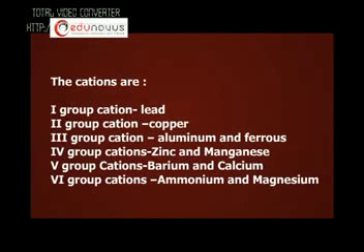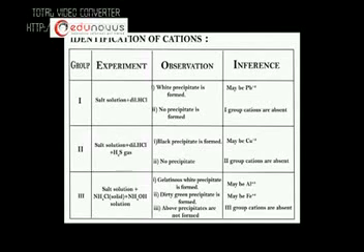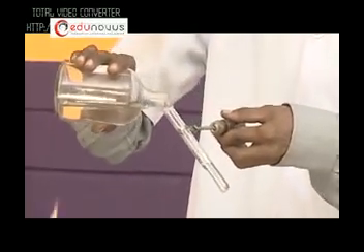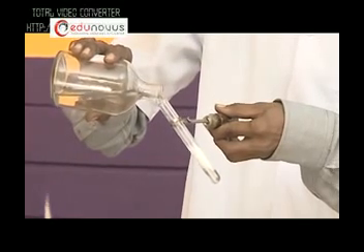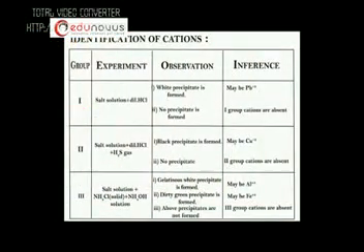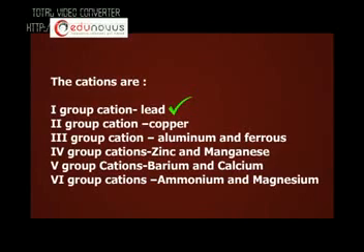Next, we identify the cation present in the given salt. Now, let us perform the group separation test on the given sample. The first group test, action of diluted HCl. To the salt solution, we add diluted HCl. A white precipitate is formed. It may be a first group cation, that is lead. Therefore, it may be lead.